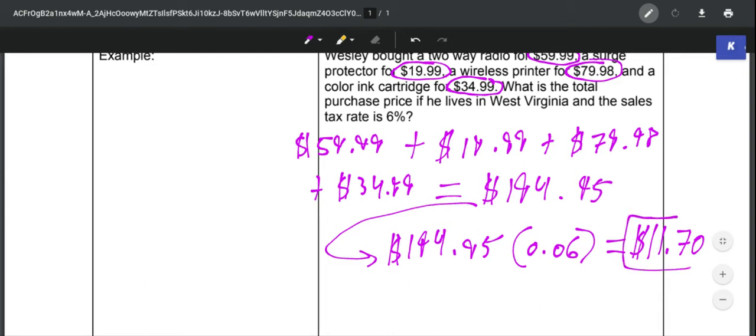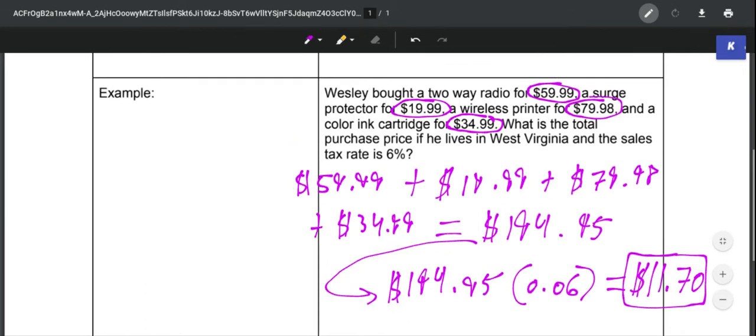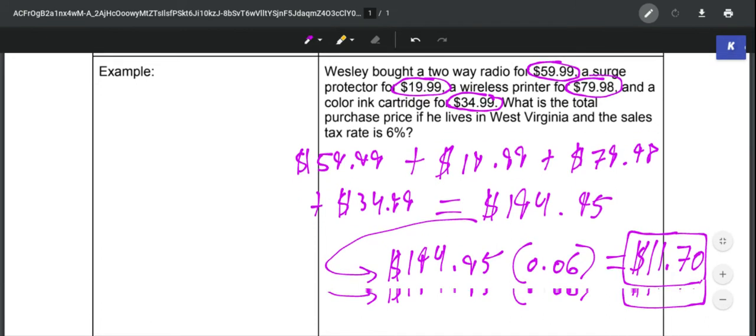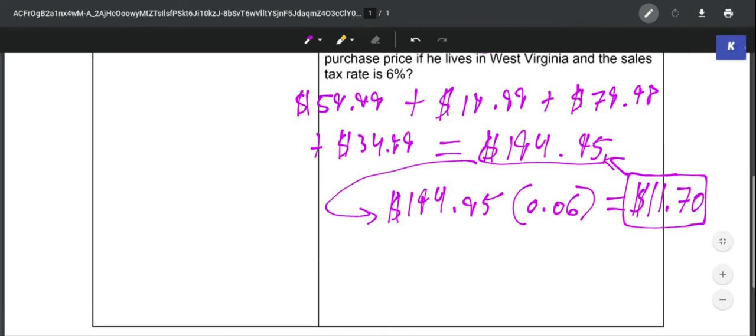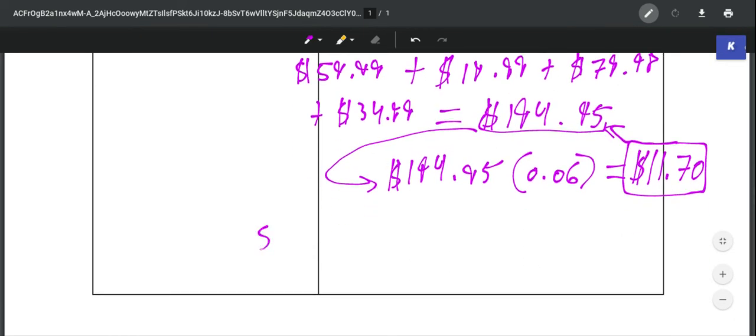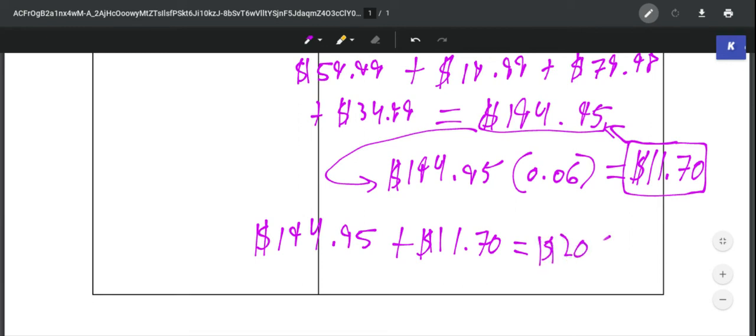So we're going to take this number we found here. That's our sales tax, the actual tax amount. And we're going to add that to the total sales price. We're just going to add those together, and that's going to give us our total purchase amount. So we're going to take $194.95 plus $11.70. That's going to give us $206.65, and that would be your answer.